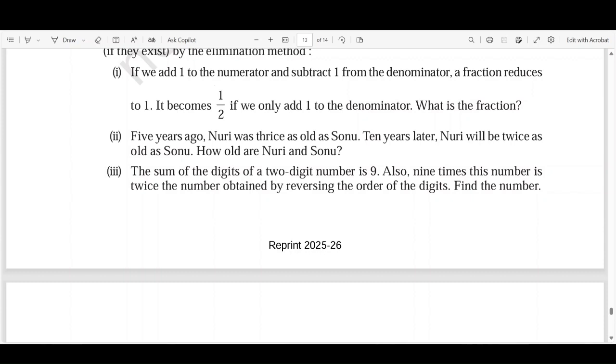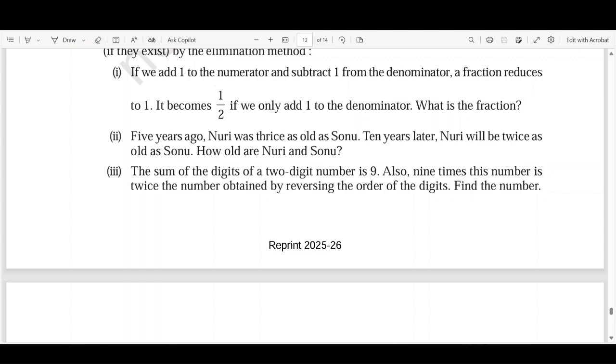Problem number 2. 5 years ago, Nuri was thrice as old as Sonu. 10 years later, Nuri will be twice as old as Sonu. How old are Nuri and Sonu? So here they have given the relation between the ages of Nuri and Sonu. 5 years ago, Nuri was thrice as old as Sonu. 10 years later, Nuri will be twice as old as Sonu. And they are asking us to find the current ages of Nuri and Sonu.